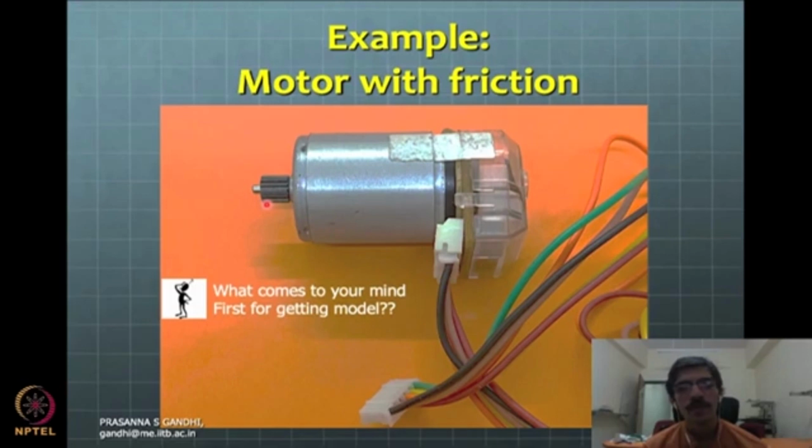Now we want to model this physics. So what is going to happen? How do you think about modeling this motor? Let's separate the mechanical domain from the electronics domain and see what laws will work in the mechanical domain. So what happens here in the mechanical domain? Can you think about it?